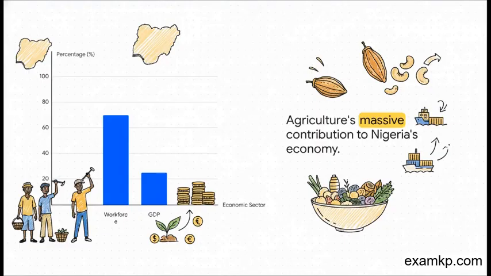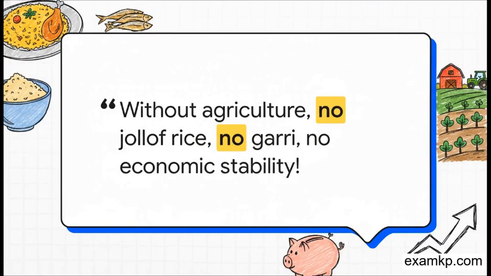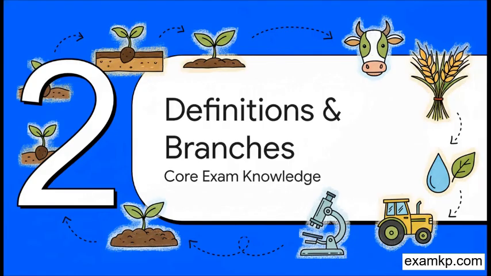And this just says it all, doesn't it? Let's bring it all the way home. No agriculture means no jollof rice, no gari, no pounded yam. It's that simple. Without a strong agricultural sector, there's no food and our economy becomes unstable. So yeah, it's a pretty big deal. All right, let's move on to section 2.